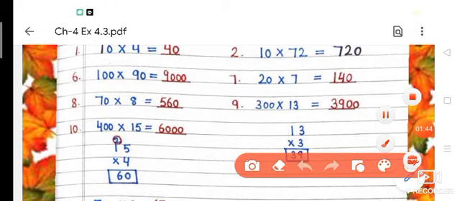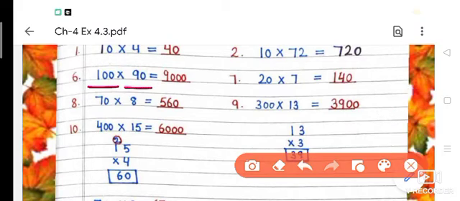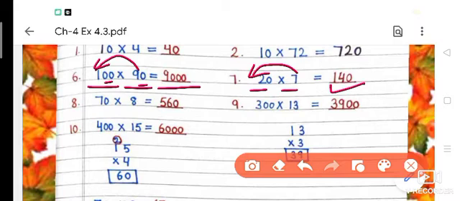Next, the sixth part is 100 multiply 90. Firstly we do the non-zero numbers, so 9 ones are 9. Count the total number of zeros, that is 2 here and 1 here, so total are 3, so it will be 9000. Seventh part, 20 multiply 7. 7 twos are 14 and 1 zero is here, so place 1 zero after 14, so it is 140.